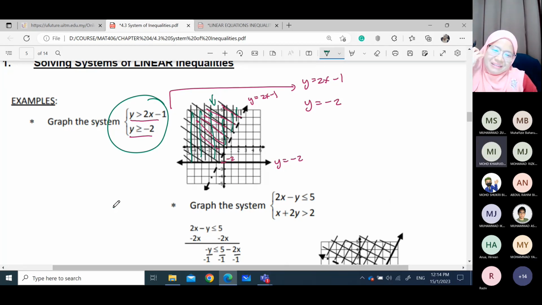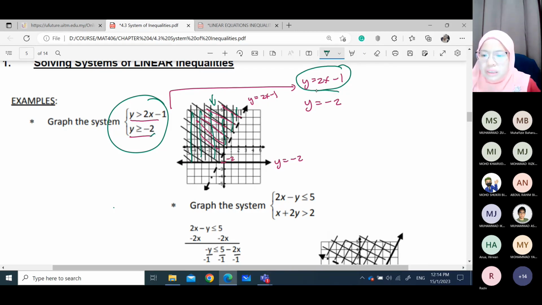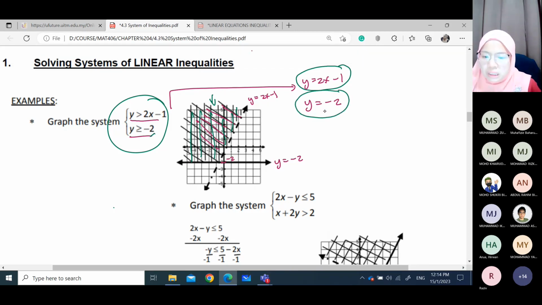Dia senang je. Cara dia senang je. First kita plot graph. Okay, so plot graph based on equation ni lah. Kalau dia bagi dalam inequalities macam ni, y greater than 2x minus 1, so maksudnya graph dia, equation dia adalah yang inilah, which is y equal to 2x minus 1. Okay, and then for y greater than or equal to negative 2, so the equation for this inequality is y equals to negative 2.